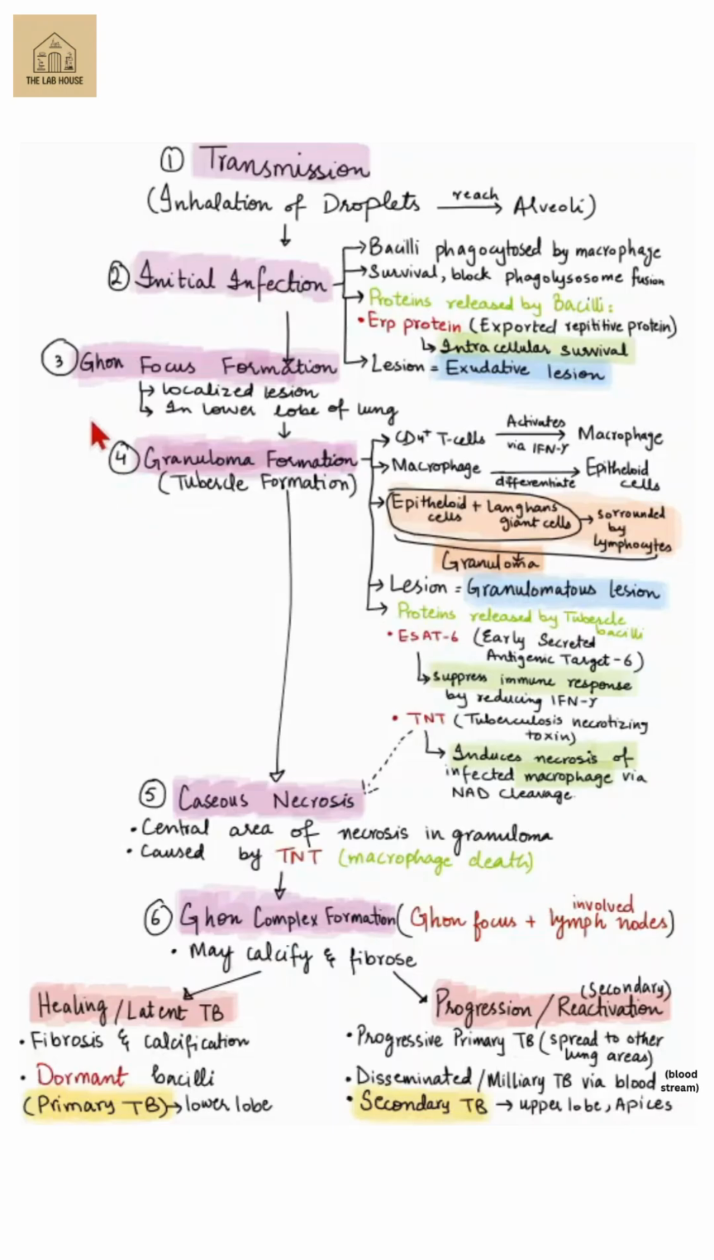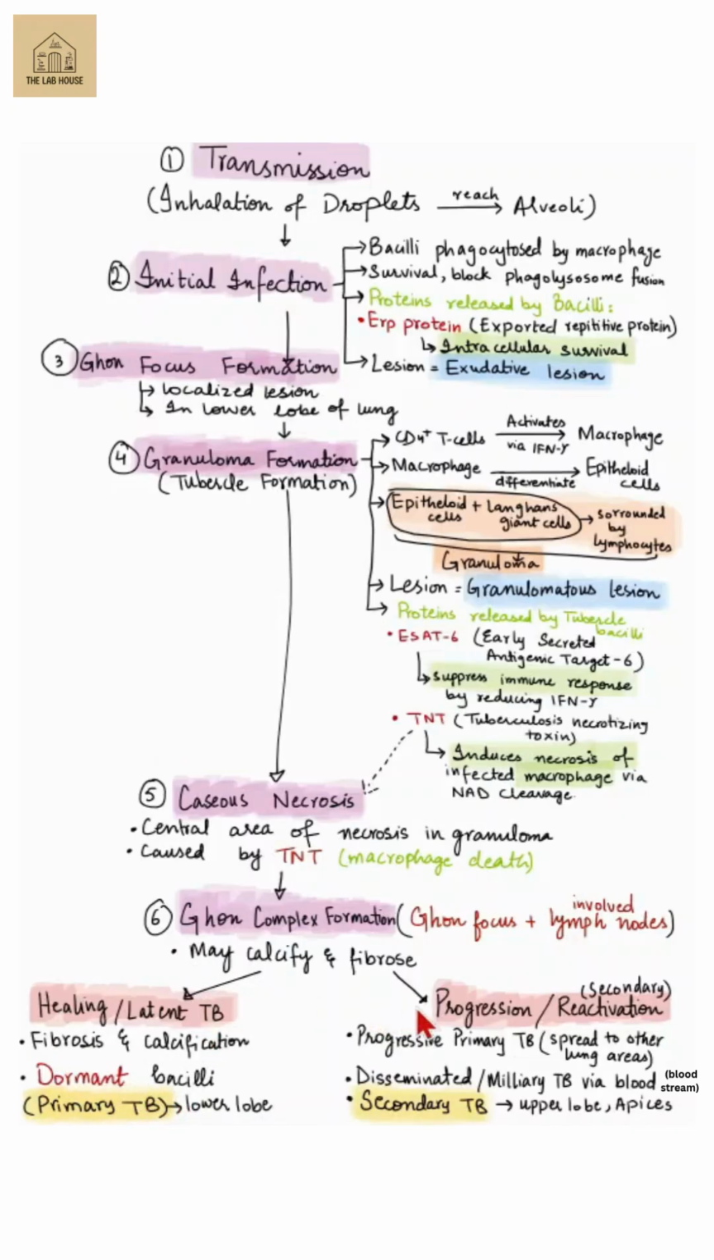So the Ghon focus, which contains the granuloma and central area of caseating necrosis, when combined with the involved regional lymph nodes, meaning the Ghon focus plus the regional lymph nodes, is known as a Ghon complex. The Ghon complex may calcify and fibrose and become dormant, meaning it stays at the place. It will not spread. It will not cause symptoms. The bacteria will become dormant. It is a primary TB case in which the patient is immunocompetent. The disease is not spread. This is a latent infection.